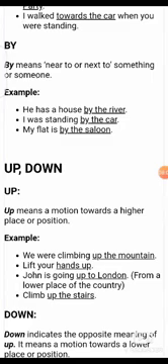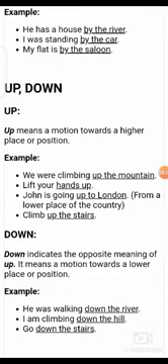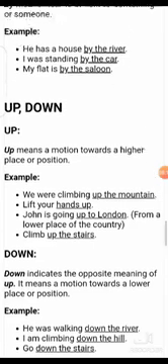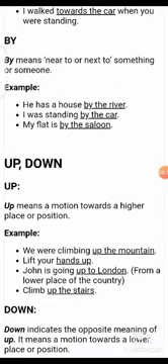By means near to or next to something or someone. He had a house by the river. He was standing by the car. My flat is by the saloon. Now, by can also be said as next to, but it has some more meaning like near to, more than next to. So by means near to or next to something.